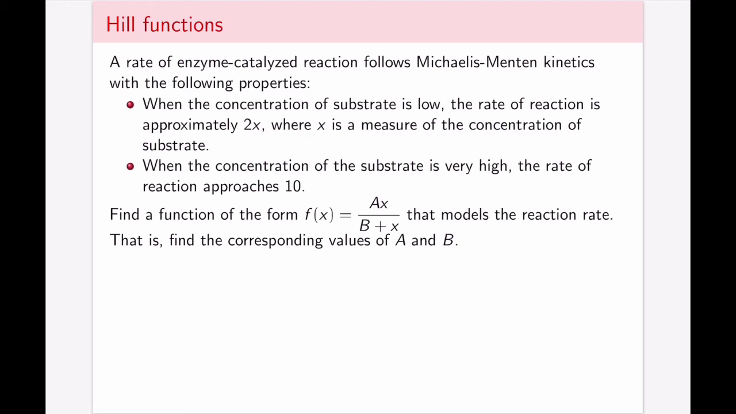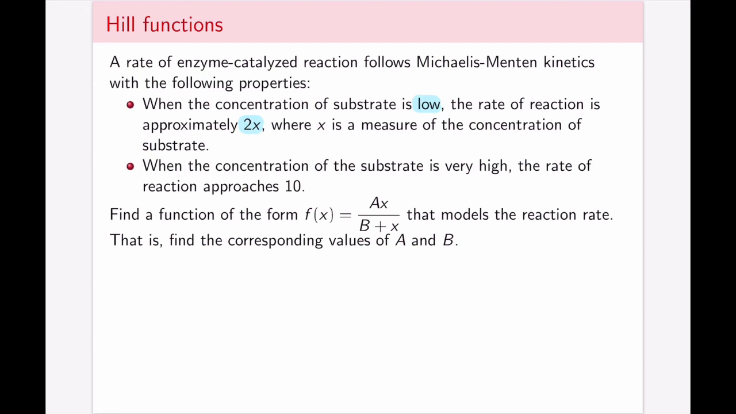A rate of enzyme catalyzed reaction follows Michaelis-Menten kinetics, as we've discussed. So we know already that it's going to be represented by a linear Hill function. That's Michaelis-Menten kinetics. And we have the following two properties. When the concentration of the substrate is low, the rate of the reaction is approximately 2x, where x is the actual concentration of the substrate. So here we have two pieces of information. When the concentration is low, the function looks like 2x.